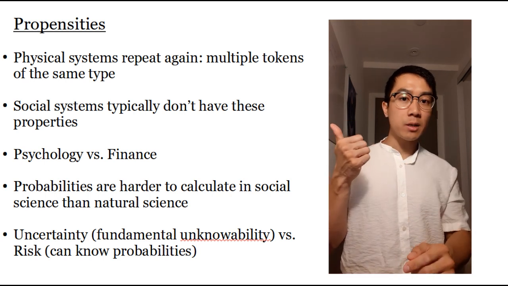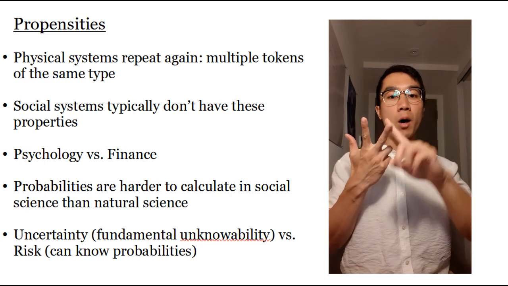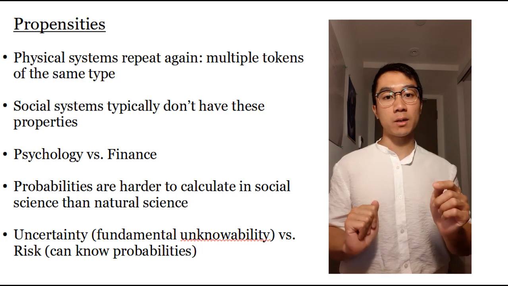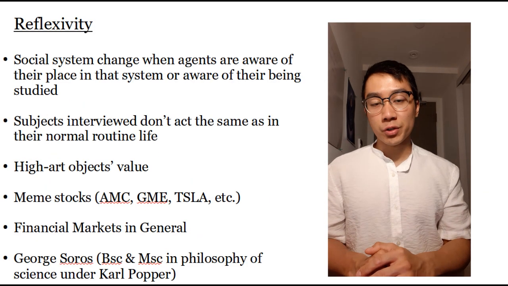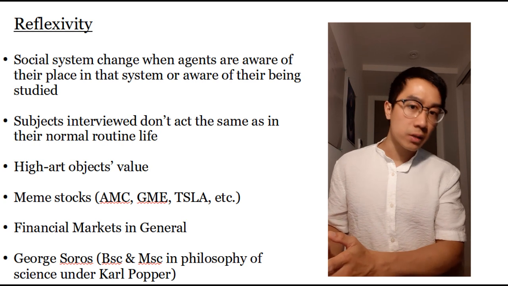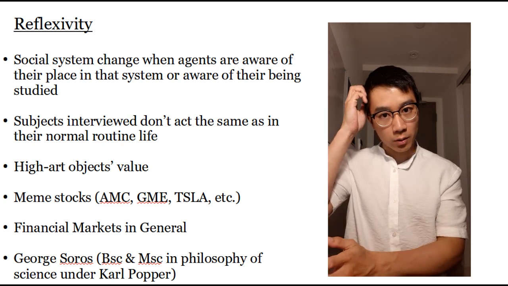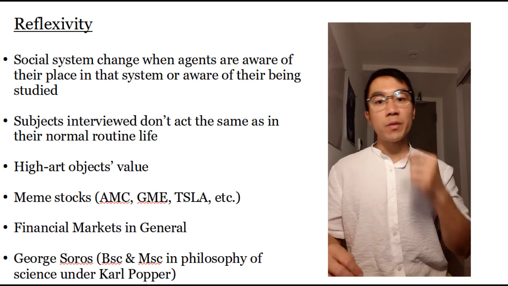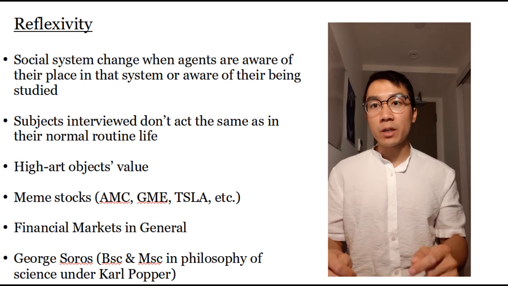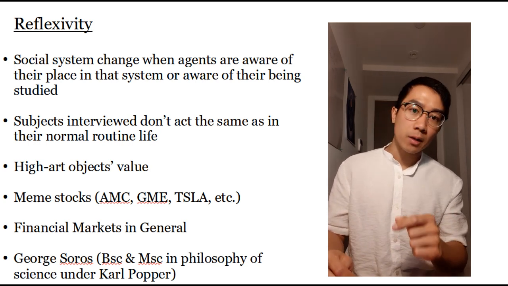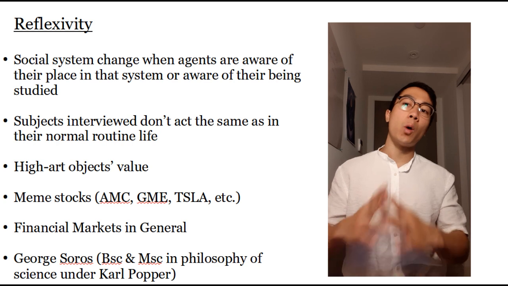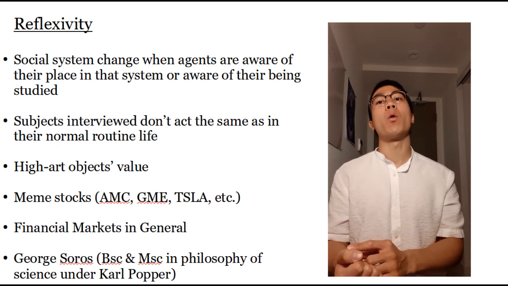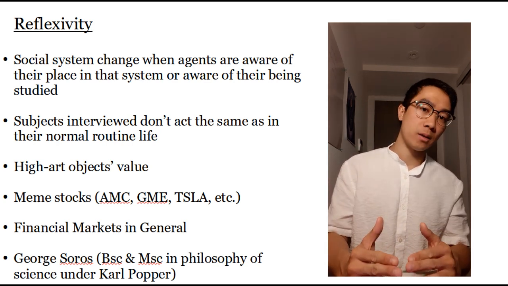How they deal with propensities, how they understand propensities, and how you model propensities is very important and very distinct. Another feature of social systems that's very different than natural scientific systems, such as physical, biological, or chemical systems, is this notion of reflexivity. Reflexivity is a phenomenon that typically occurs when agents are aware of their place in that system or they're aware of their being studied.